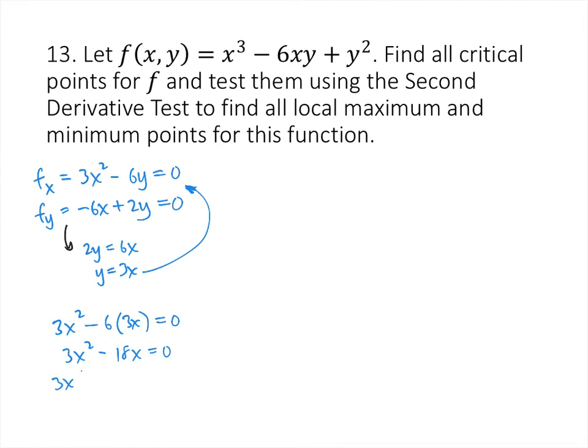That's 3x squared minus 18x. I can factor that, 3x times x minus 6, and that gives me two solutions, x equals 0 and x equals 6. Since y equals 3x, my solutions are 0 comma 3 times 0, and then 6 comma 3 times 6, which is 18. So those are my two critical points.